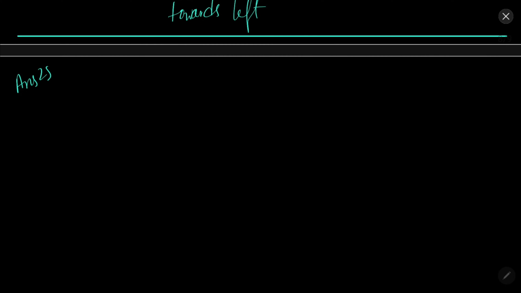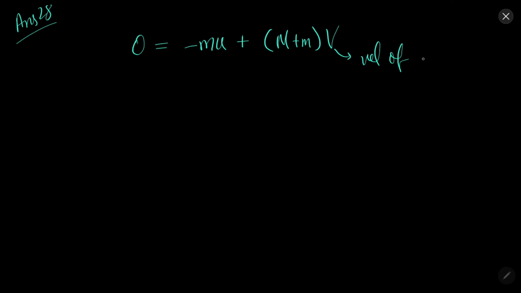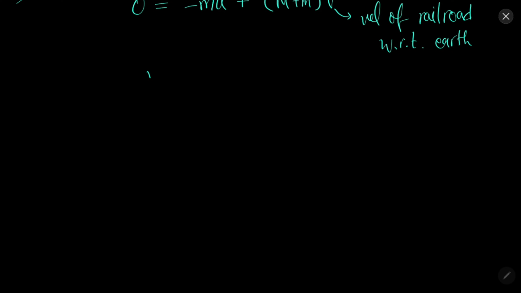Solution 28. Again here the center of mass velocity is, let's say, 0. So momentum will be 0. So minus mu plus m into v, where this v is the velocity of the railroad car with respect to earth. So v will be mu over m plus m towards right.